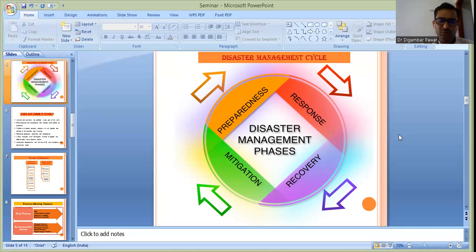Disaster management is a process of effectively preparing for and responding to disasters. It involves a systematic approach to managing the responsibility of disaster. Prevention means nothing but mitigation, preparedness, response, and recovery.